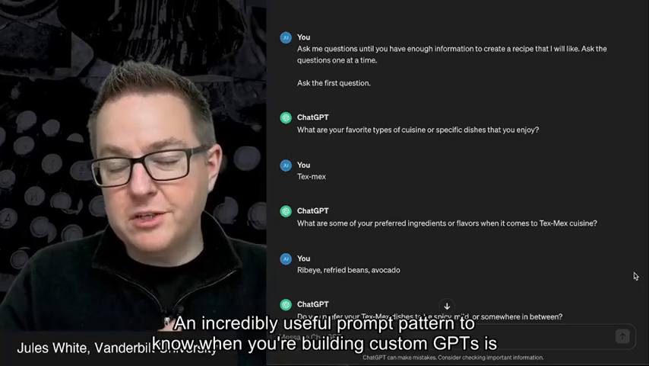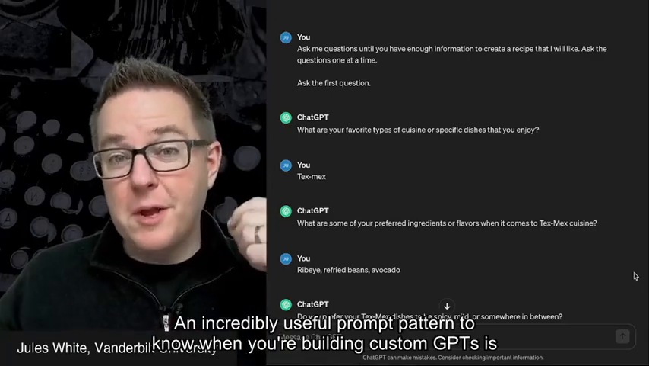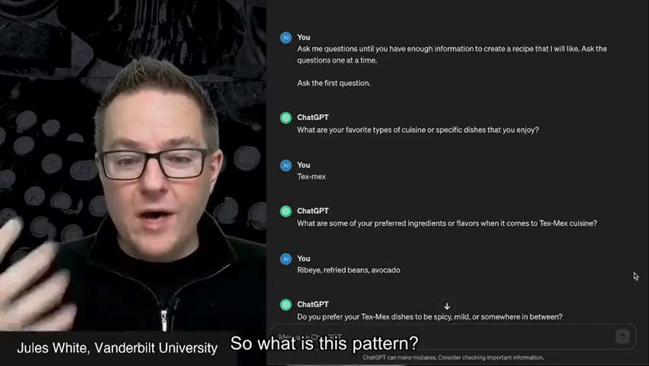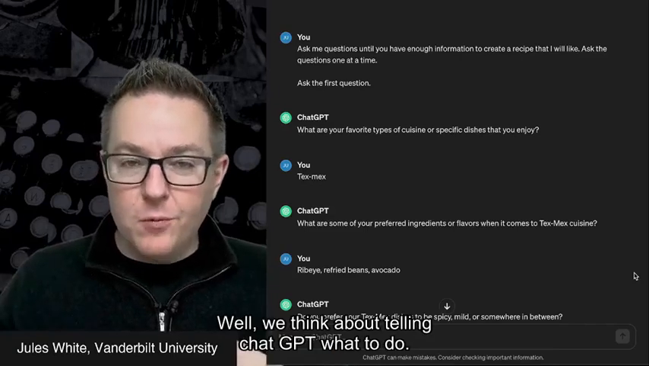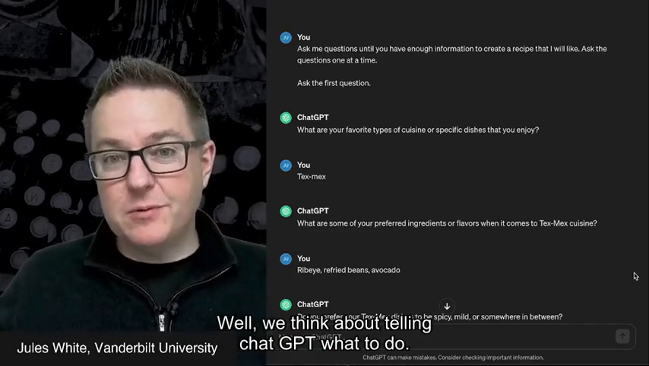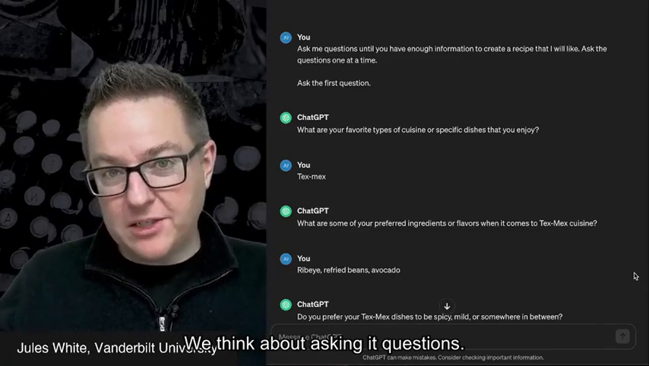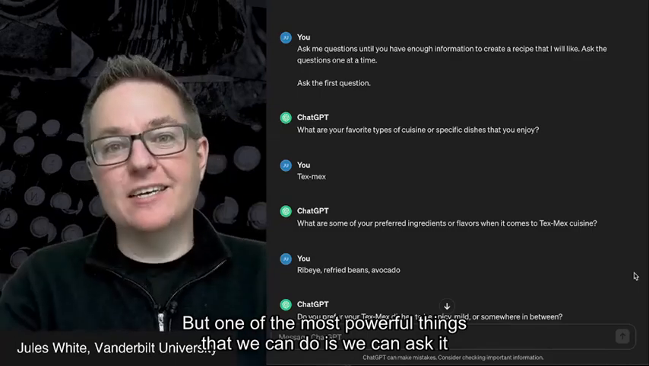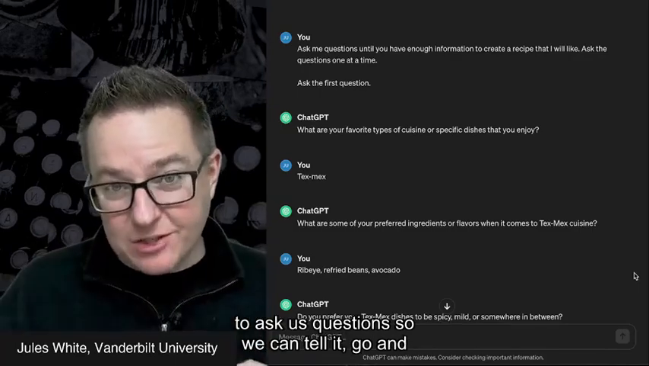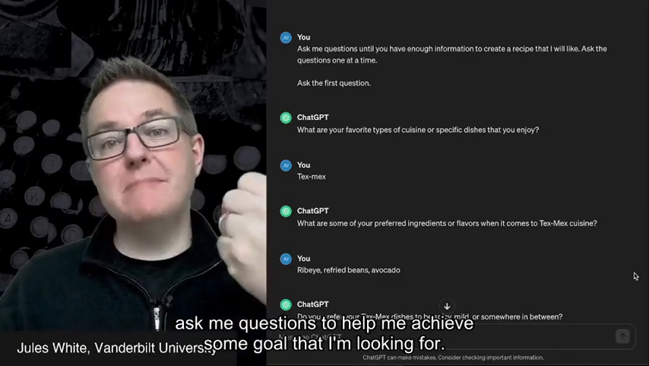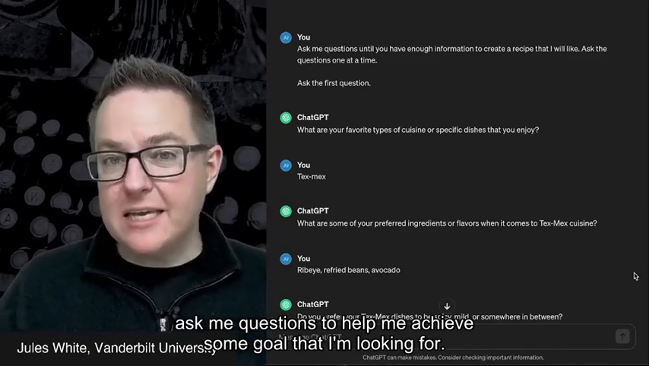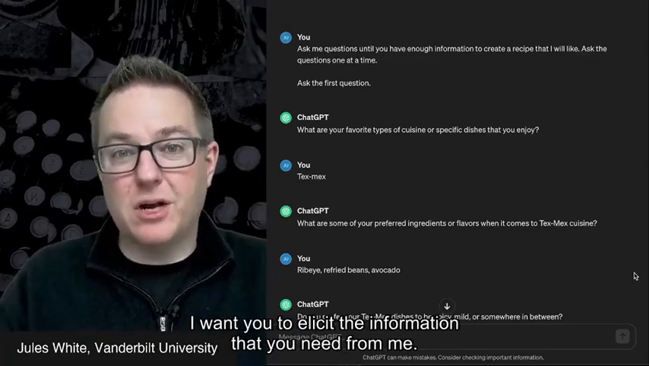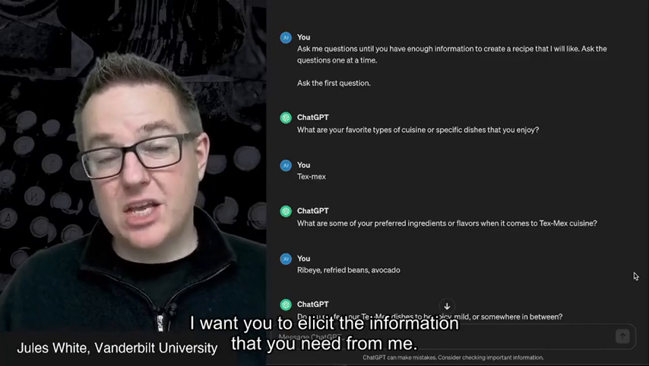An incredibly useful prompt pattern to know when you're building custom GPTs is the flipped interaction pattern. So what is this pattern? Well, we think about telling ChatGPT what to do, we think about asking it questions, but one of the most powerful things that we can do is ask it to ask us questions. So we can tell it, go and ask me questions to help me achieve some goal that I'm looking for, but I don't want to directly give you the information. I want you to elicit the information that you need from me.